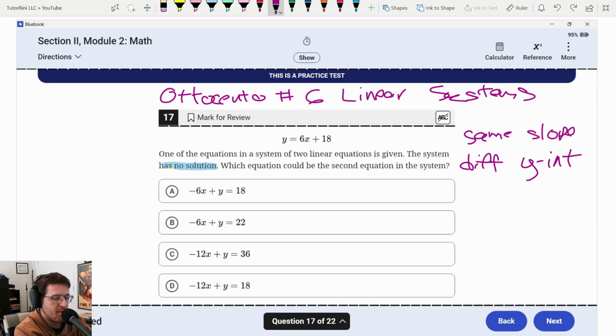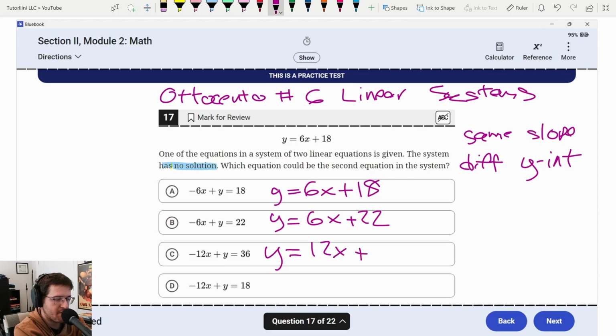So I'm going to do that. I'm going to add 6x to both sides, and I get y equals 6x plus 18. I do the same thing with B, y equals 6x plus 22. With choice C, I add 12x to both sides, and I get y equals 12x plus 36. And with choice D, I add 12x to both sides, and I get y equals 12x plus 18.